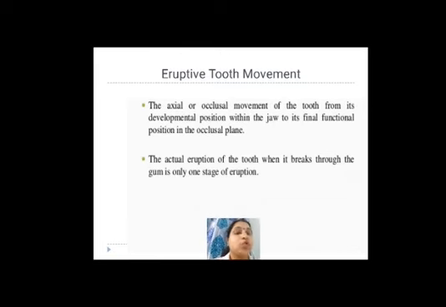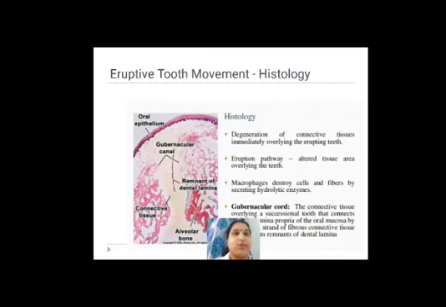And eruptive tooth movement, as I said, is the axial or occlusal movement of the tooth from its developmental position within the jaw to its functional position in the occlusal plane. So the actual eruption of tooth, when it breaks through the gum, is only one stage of eruption. Histologically, there will be degeneration of connective tissues immediately overlying the erupting teeth. And the eruptive pathway will be formed by the altered tissue area overlaying the teeth.